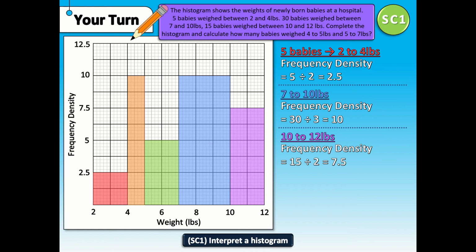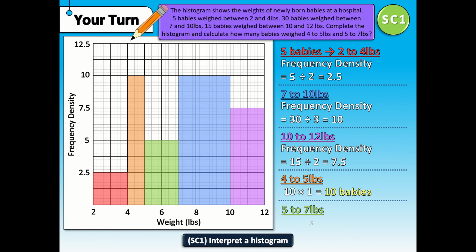Now we can work out how many babies weigh between 4 and 5 pounds. So that's a height of 10 and a width of 1. So that's 10 babies. And then the green bar is a height of 5 and a width of 2. So that's also 10 babies.